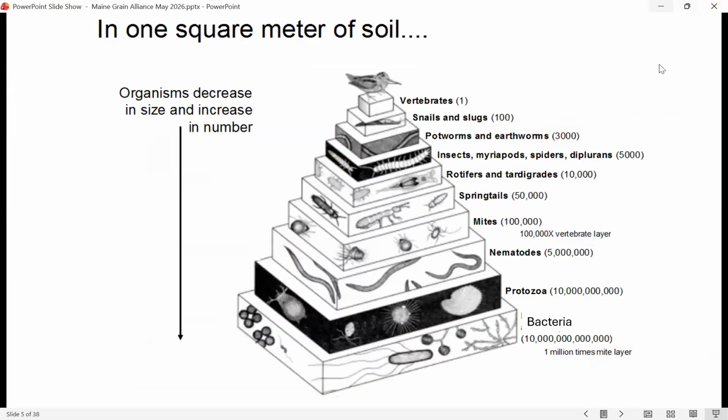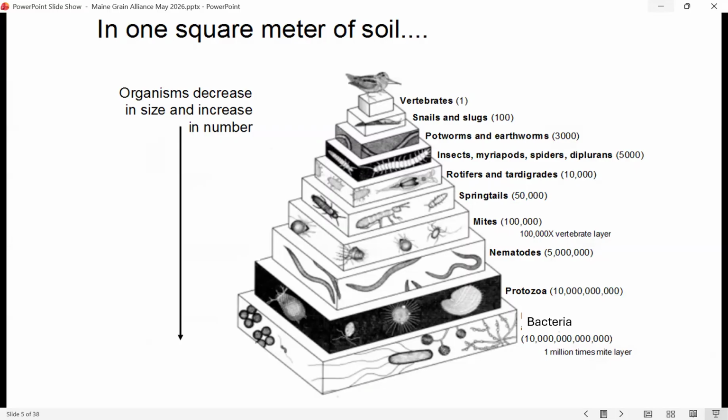So here's another way to look at biodiversity. It's kind of like this pyramid. This is a diagram you might see in an ecology textbook where they show you the different trophic groups. This diagram really focuses on numbers and size of these organisms. The largest ones are at the top, the smallest ones at the bottom. Usually the smallest are the most abundant.